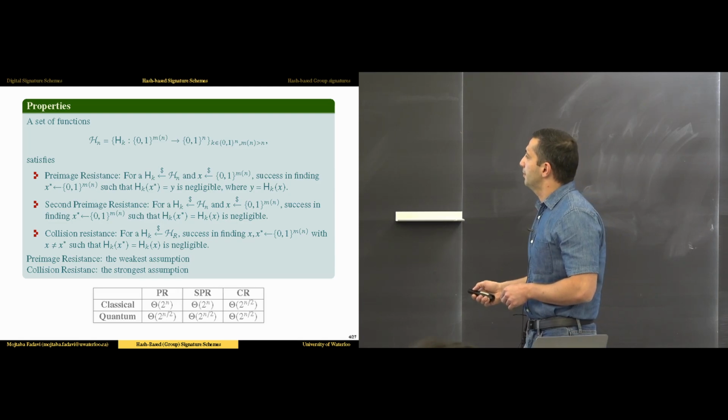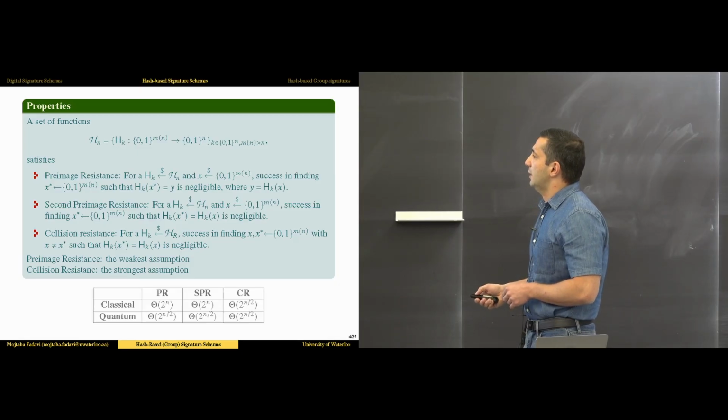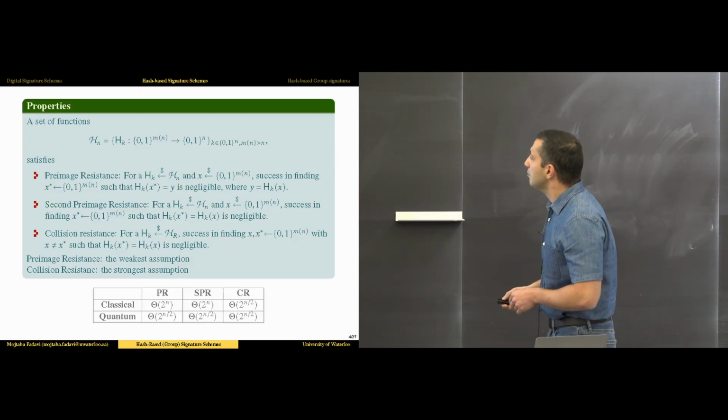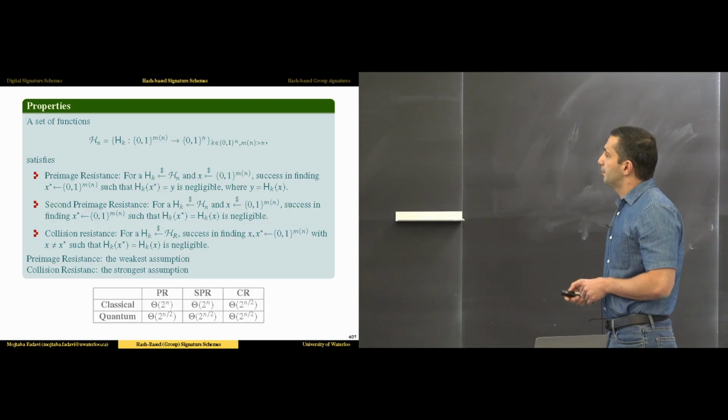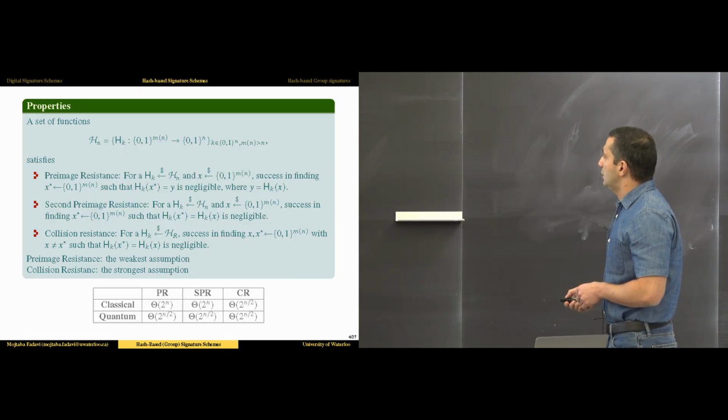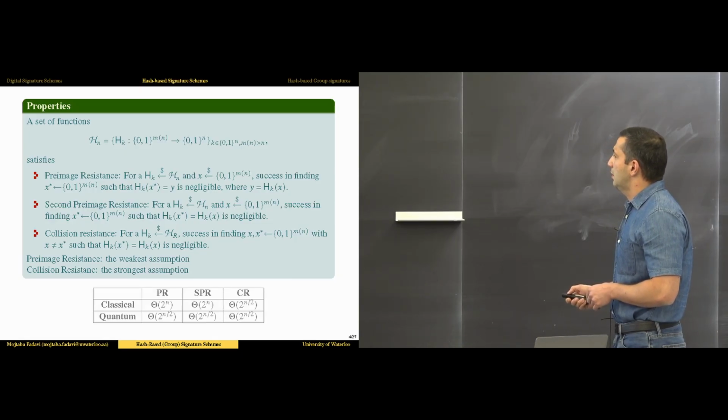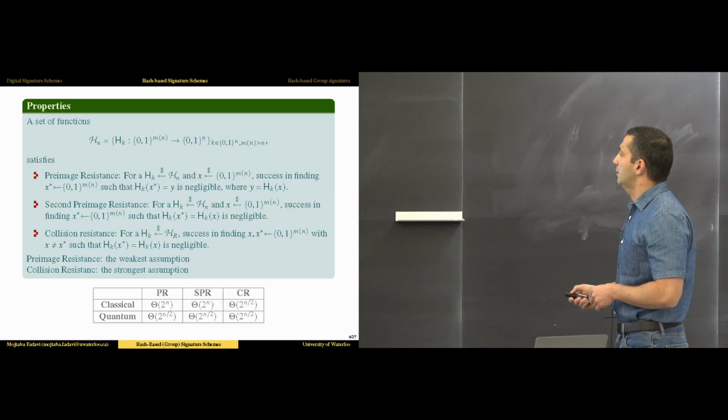problems here. We can consider two classes, classical attacks and quantum attacks. Notice that in classical attacks, there is a big difference between attacks to SPR and collision resistance, but in quantum attacks, it is the same.